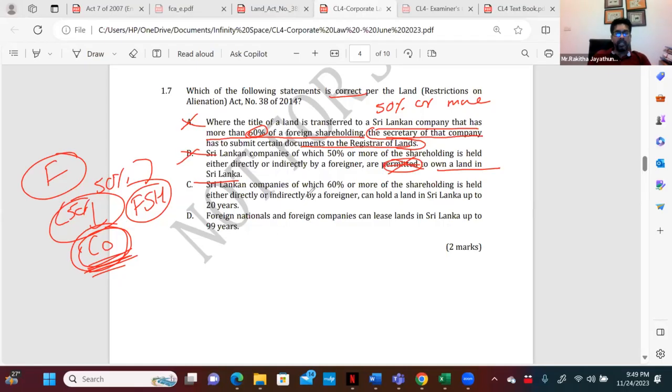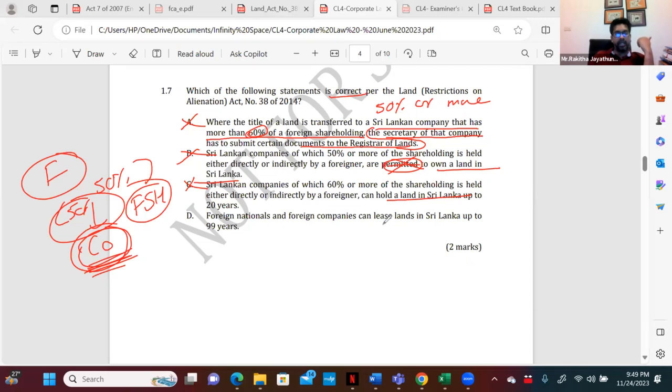Wrong. Sri Lankan companies of which 60% or more of the shareholding is held either directly or indirectly can hold land. No, it's prohibited. Not only 60%, even if it is 50% or more, you can't. So obviously, the last one has to be the correct answer.